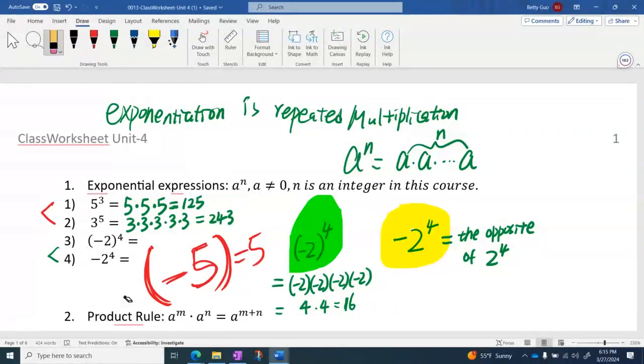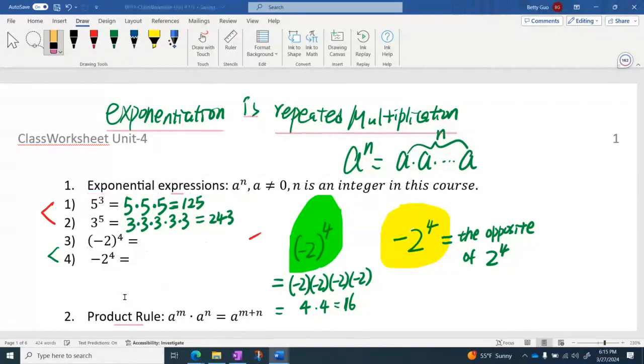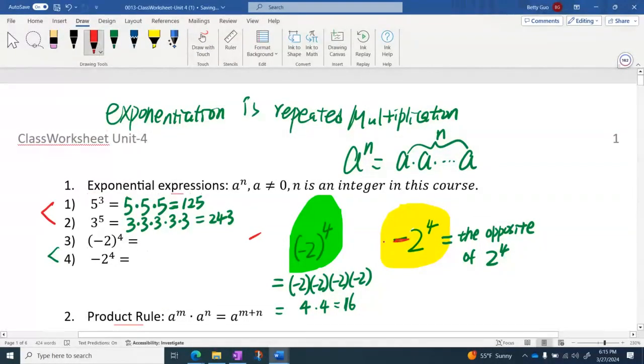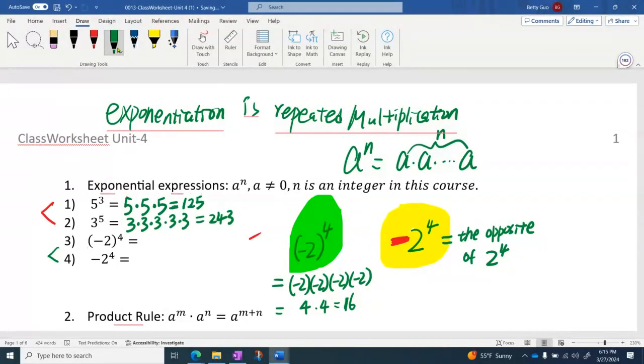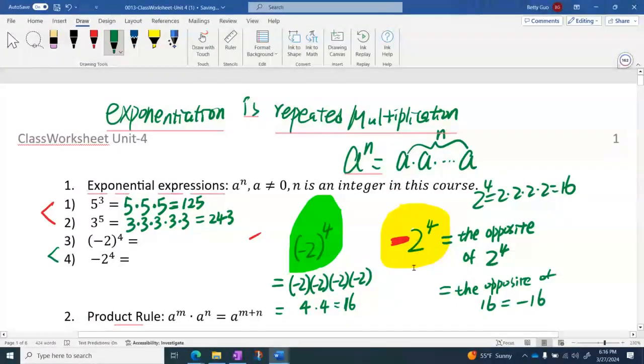So the yellow expression here, we have the negative sign in front of 2 to the power 4. It simply means the opposite of 2 to the power 4. And 2 to the power 4 has the base 2. 2 to the power 4 is 2 times 2 times 2 times 2 is 16. And the opposite of 16 is -16. I believe there's other ways to see the structure in yellow, but this is my way to see the structure, and it's a very good way, and I hope you see it as well.